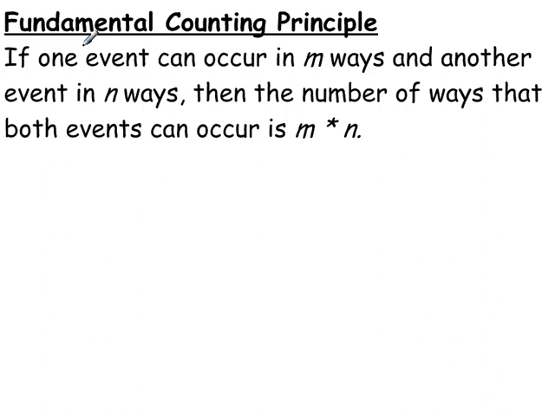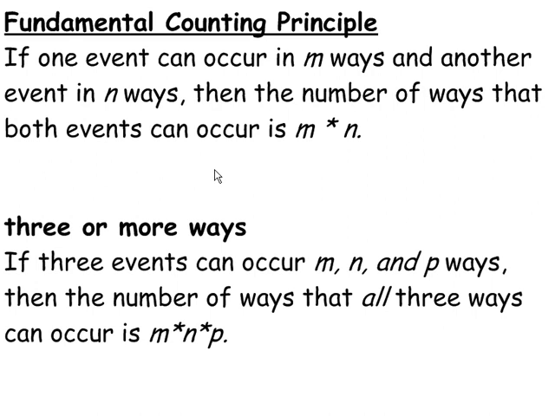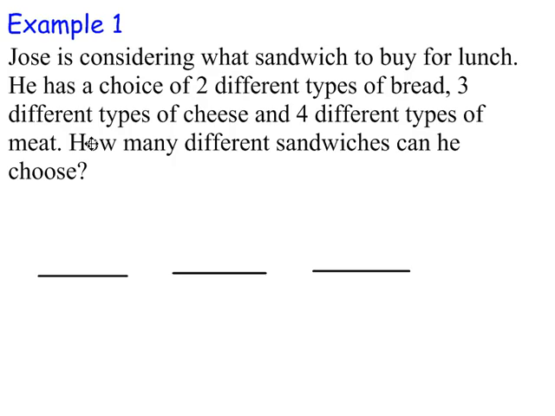Okay, that's the fundamental counting principle. If one event can occur m ways, another n ways, then the number of ways that both events occur is m times n. The nice thing about this principle is that you can also apply it to 3 or more events. So it doesn't just work for when you have 2 events, it also works for 3 or more. So let's go ahead and use that for example 1 here.